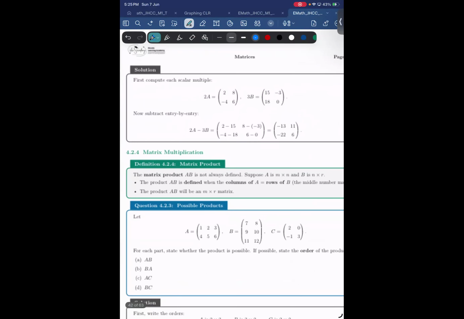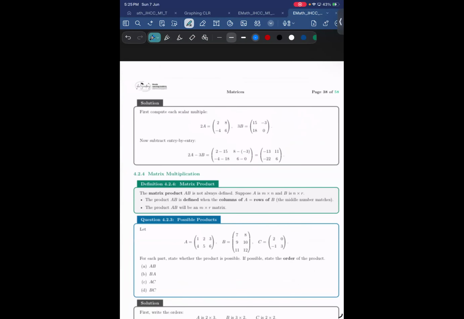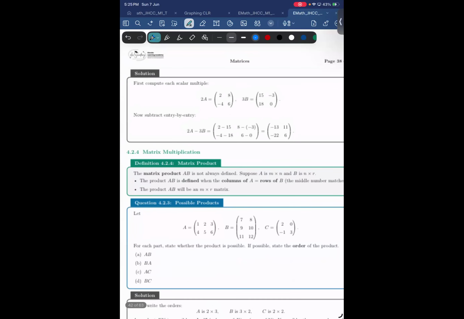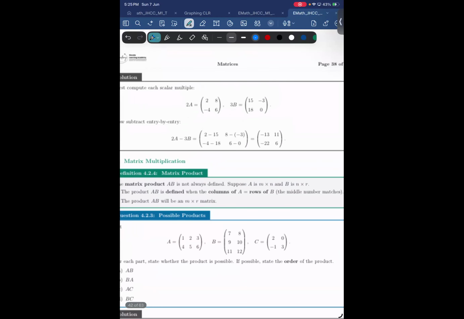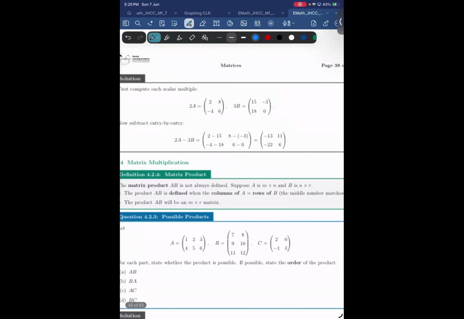So matrix multiplication is what most people struggle with. Matrix multiplication is only defined in a very specific situation: when the number of columns of the first matrix is equal to the number of rows of the second matrix. So m by n times n by r, then you can define matrix multiplication. The product will be the row of the first matrix and the column of the second matrix. Basically, if the middle number matches, then you can define it.